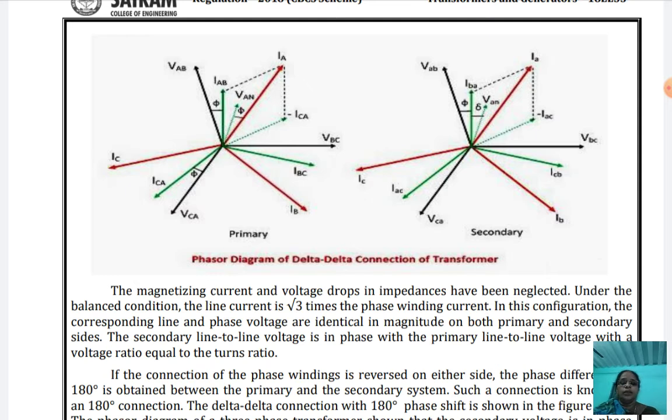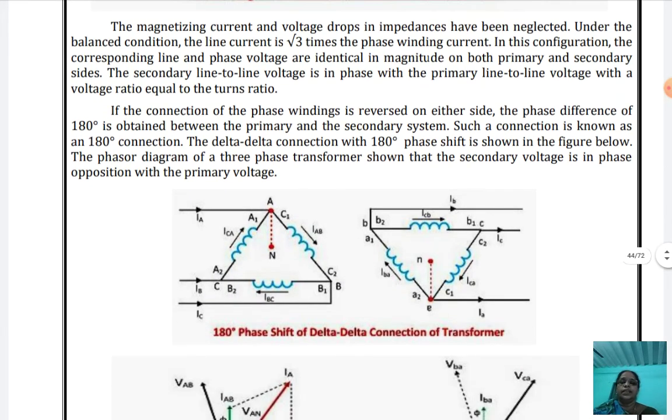Suppose the connection of the 3-phase winding is reversed on either side, then the phase difference is 180 degrees. Now this is the 0 degree phase difference. If we reverse the phase winding of either the primary side or the secondary side, we get the 180 degree phase shift. Now see the diagram: I never changed the primary, I only reversed the phase winding of the secondary side. So it is just the 180 degree shift.